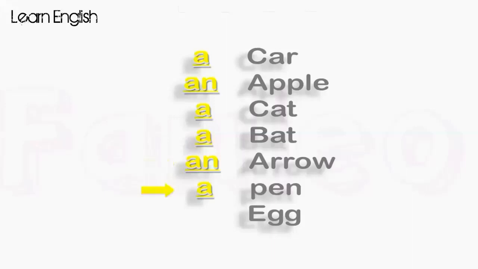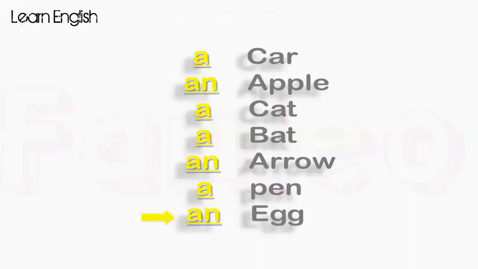The next example that we have is pen. Now pen starts with P, which is a consonant, so we have to put a in front of it, a pen. The next example that we have is egg. Now egg starts with E. Again, E is a vowel, so we will have to put an in front of it, an egg. Listen to it. It sounds like the same word. An egg. They are connected with each other.